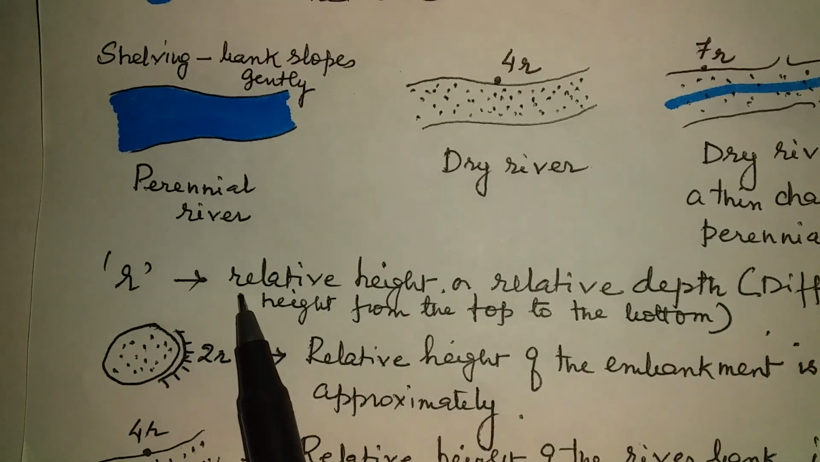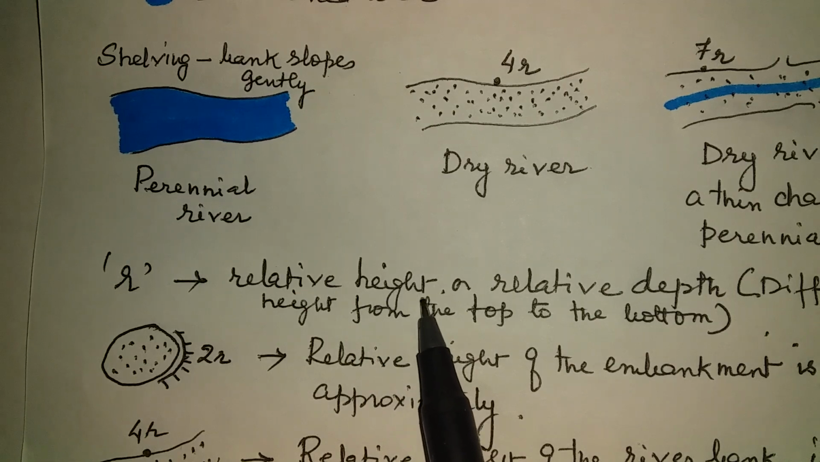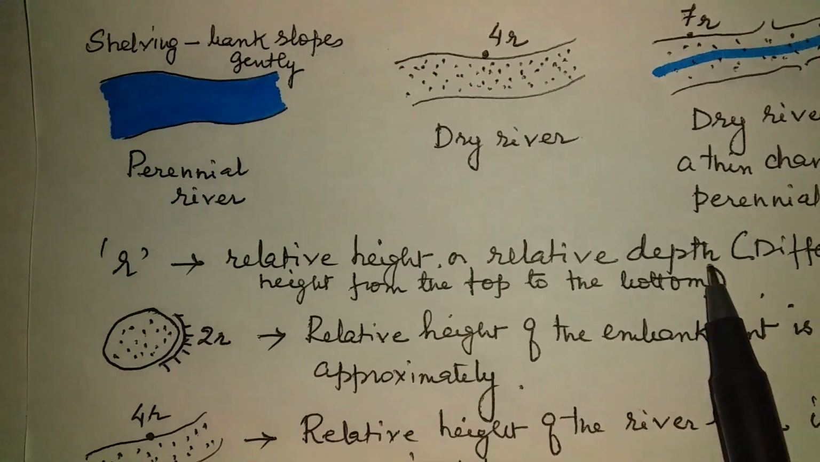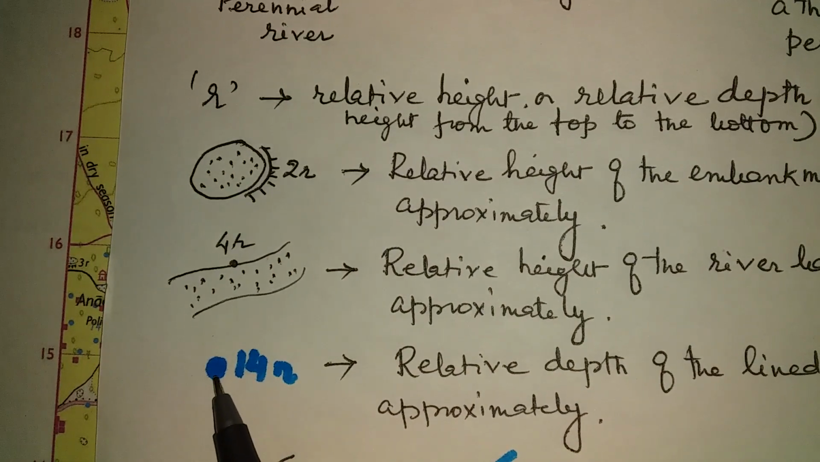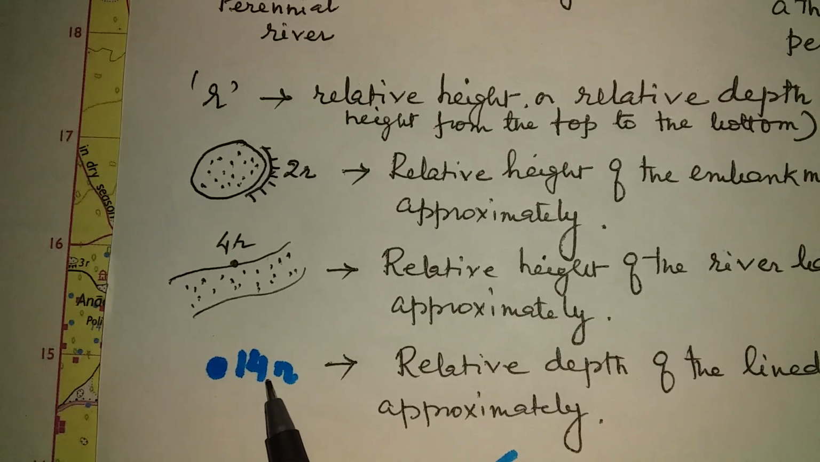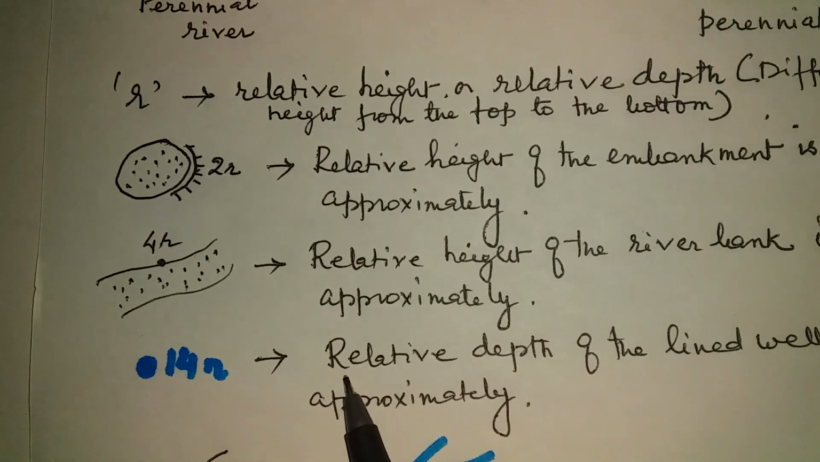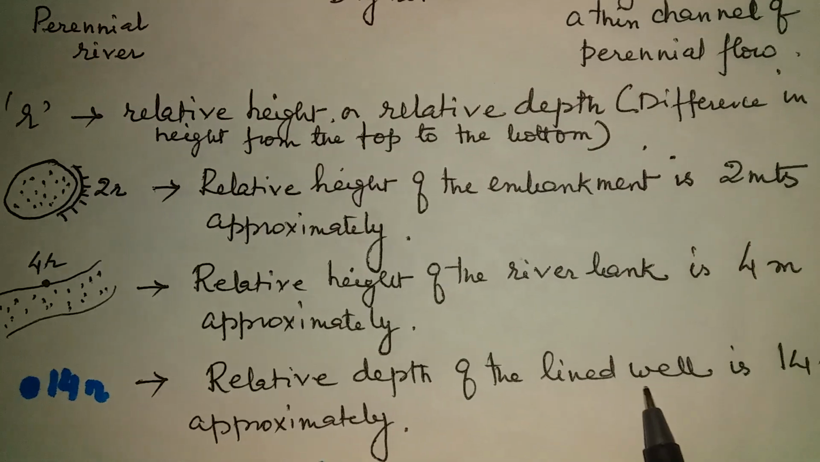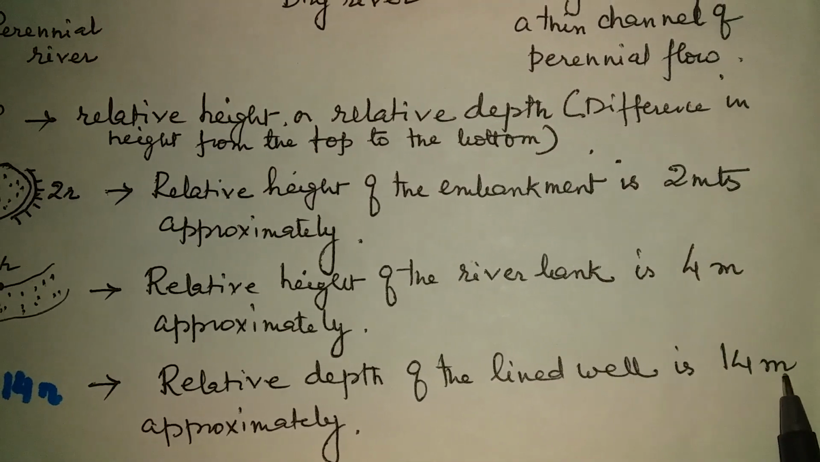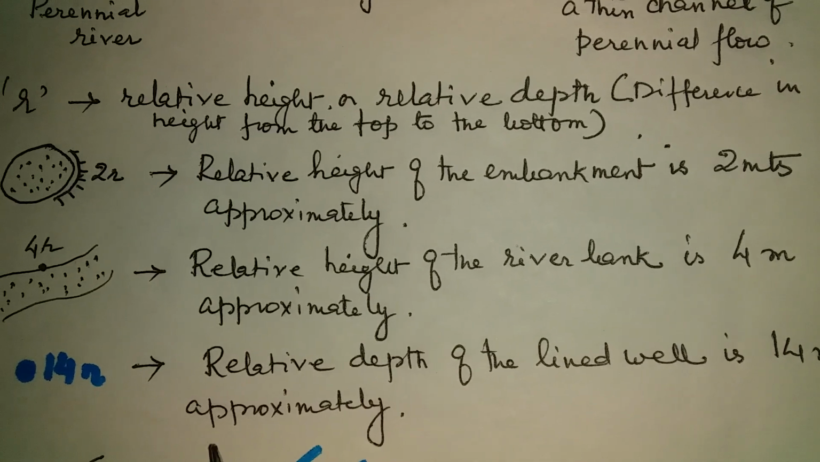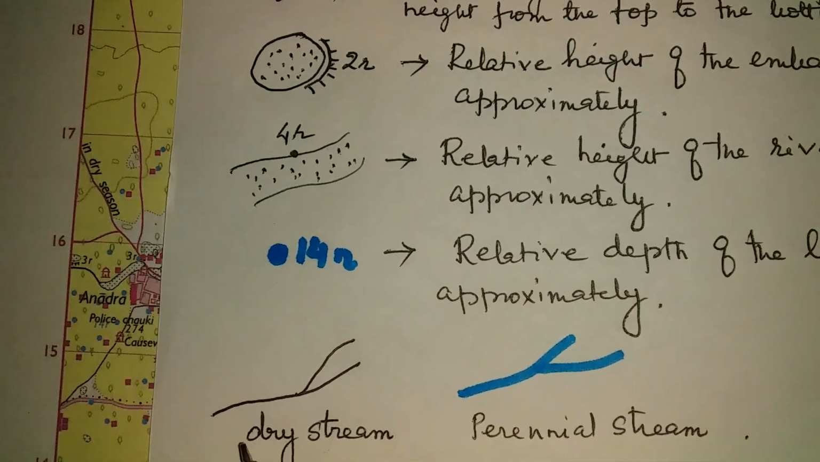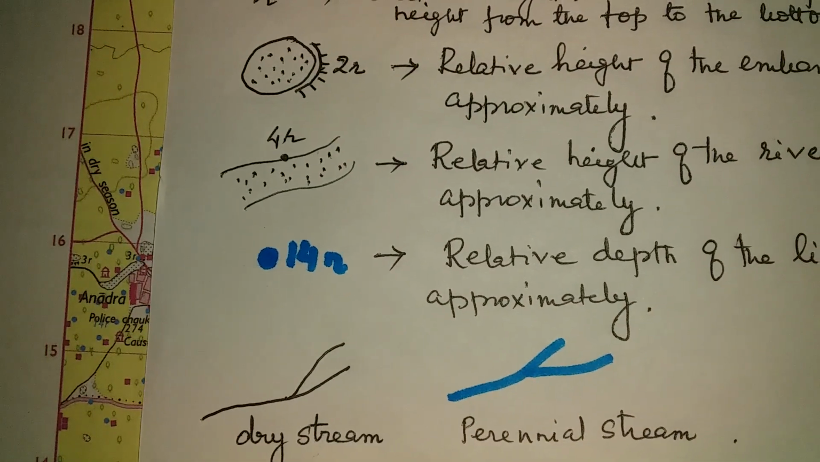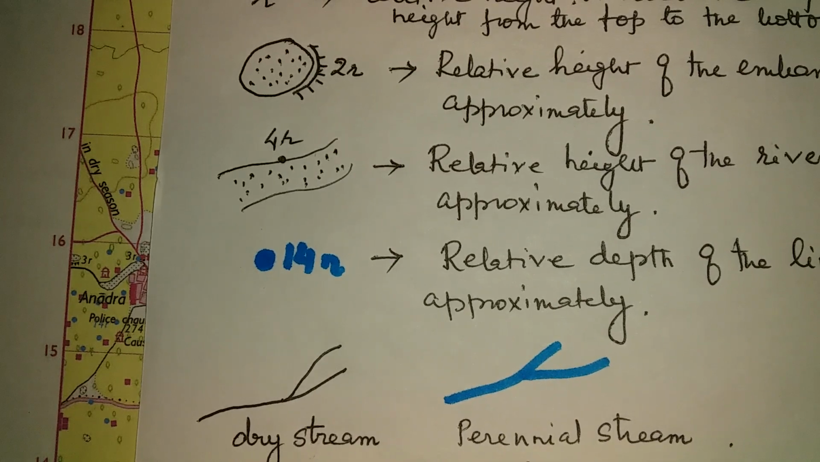So everywhere you'll be using this relative height. Relative depth, you will be only using it in case of lined perennial well. So a blue dot will be there and 14R will be written also in blue. So remember, in this case you will be writing relative depth of the lined well, which is 14 meters approximately. Then you have a dry stream which is depicted in black, and if it is depicted in blue, then we call it a perennial stream.